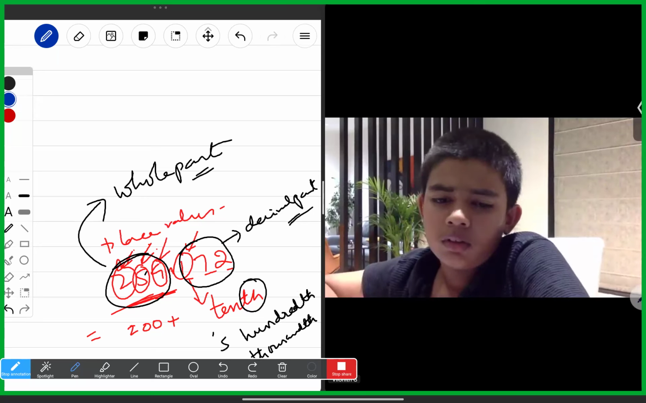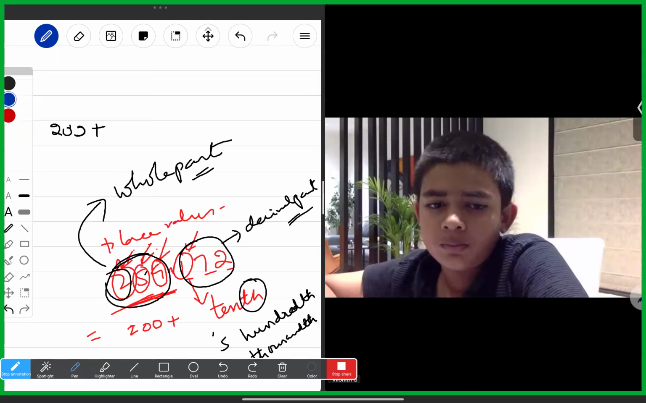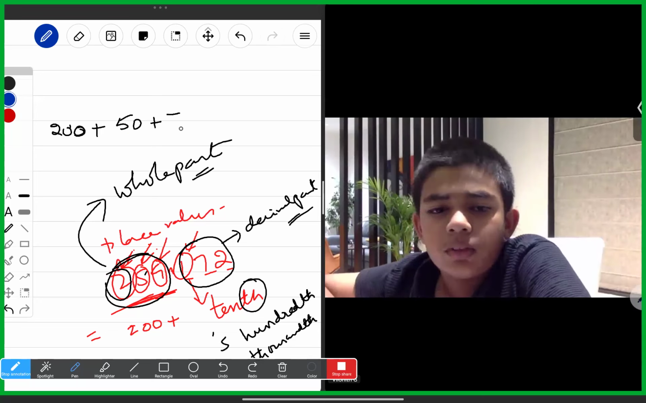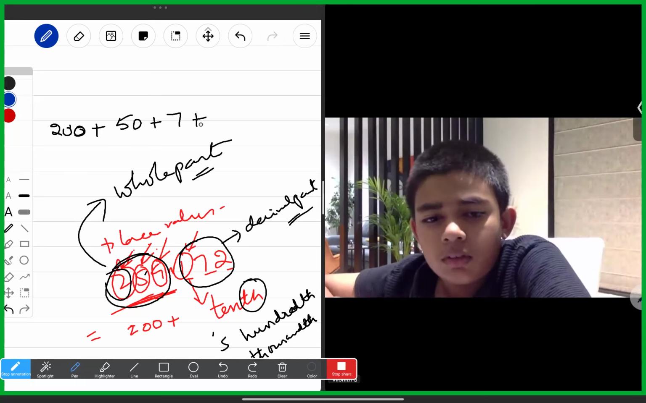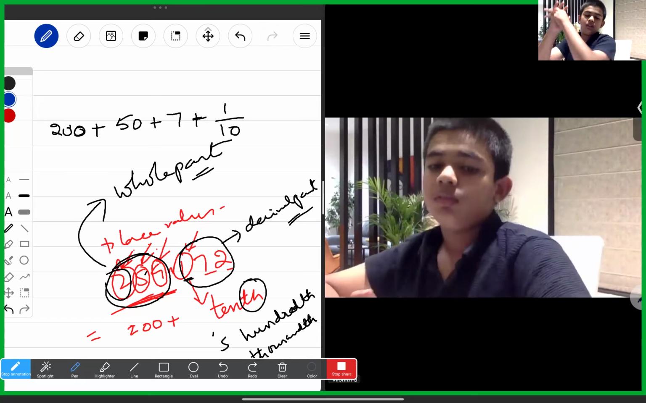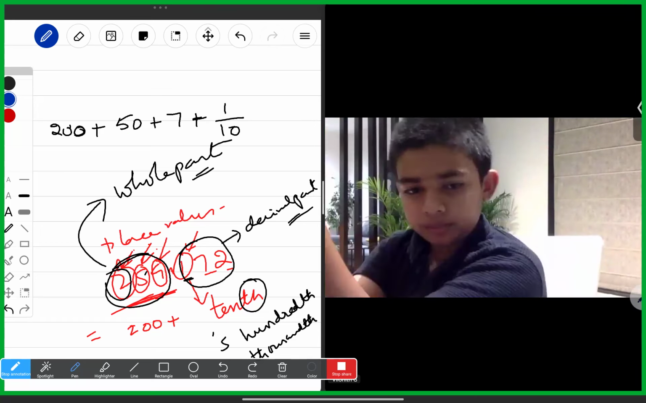So here, what is the expanded form of this? 200 plus, 2 is in the 100s place, so 2 into 100 is 200. Plus 5 is in the 10s place, so 5 into 10 is 50. 7 is in the 1s place, so 7 into 1 is 7. Now 1 is in the 10th place, so 1 into 1 by 10 will become 1 by 10. Whatever digit is there, we should write that by 10. Yes, sir. 1/10 we'll call that.